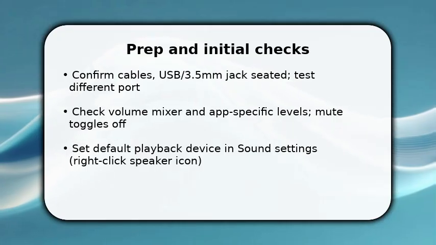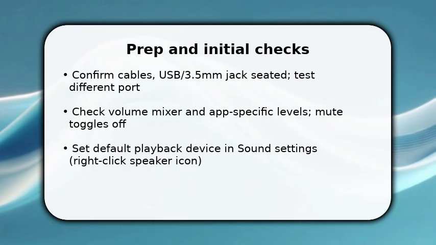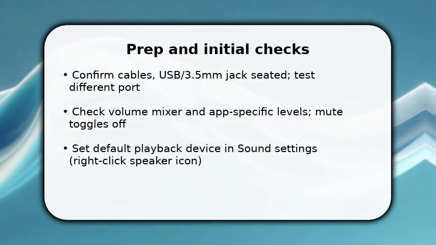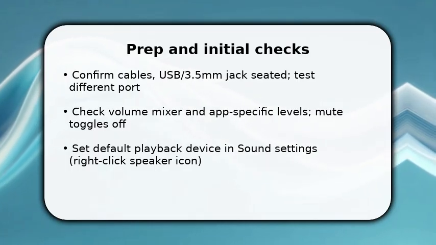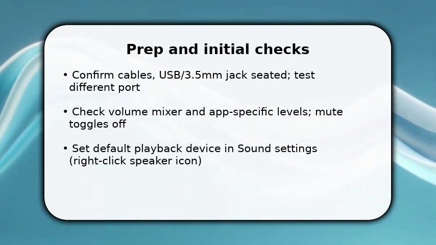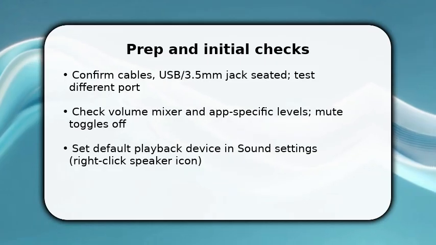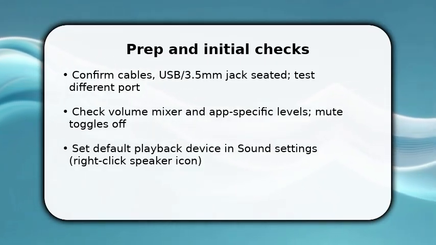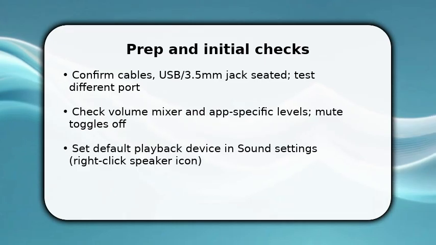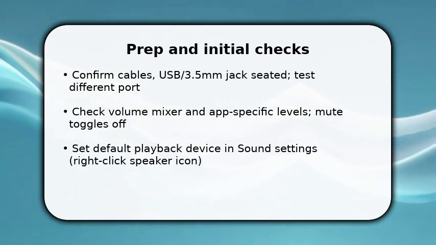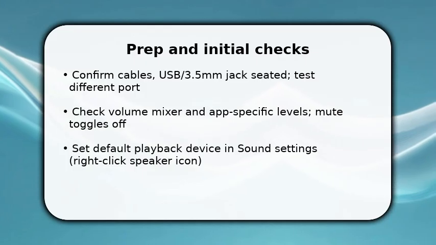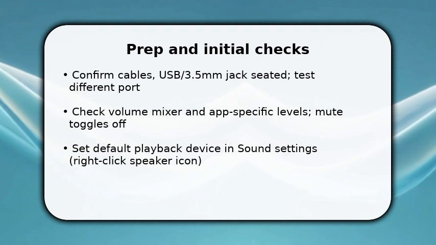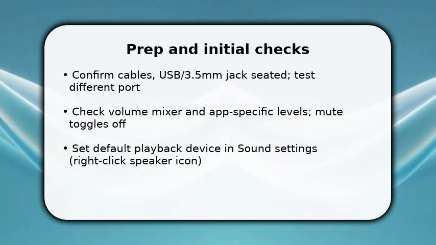You begin by verifying the physical and system basics so you don't chase phantom faults. Check cables and ports, swap USB versus 3.5 if available, and confirm speakers or headset power. Open the Windows sound settings and make the device you want the default playback device. Once done, open the volume mixer and raise app-specific sliders. Make sure mute is off both on the device and in software. This stops obvious causes and prepares you to dig into drivers and settings next.